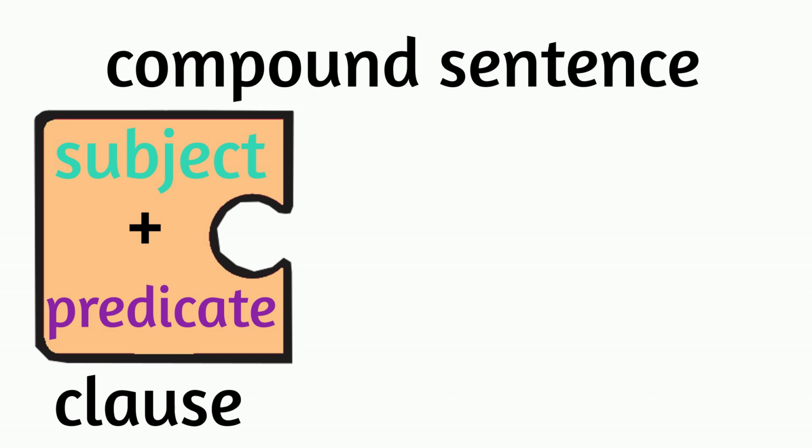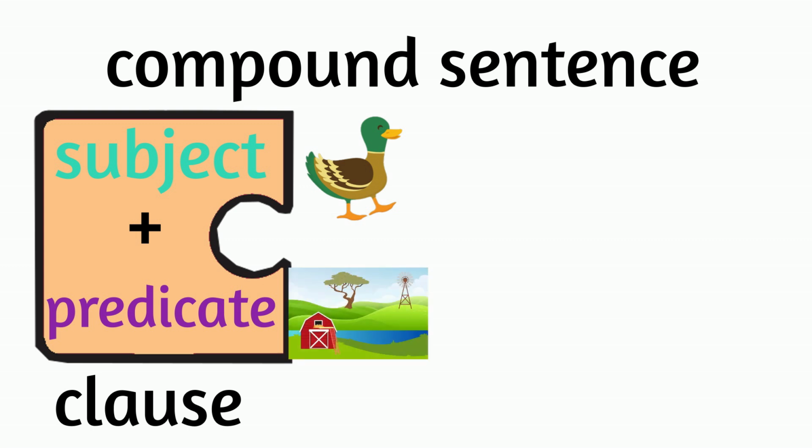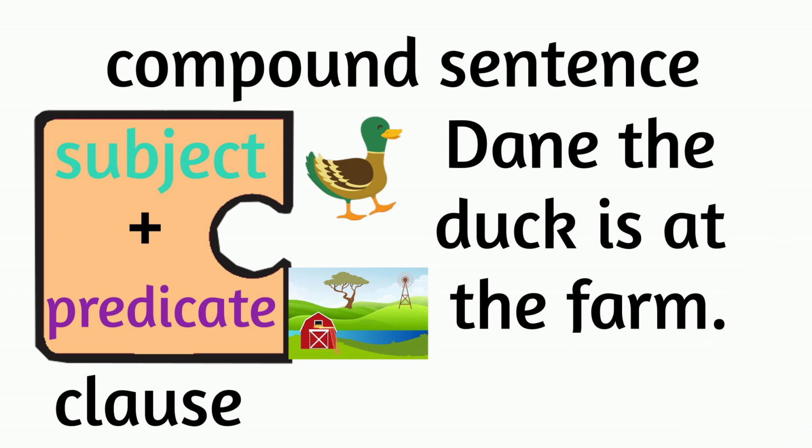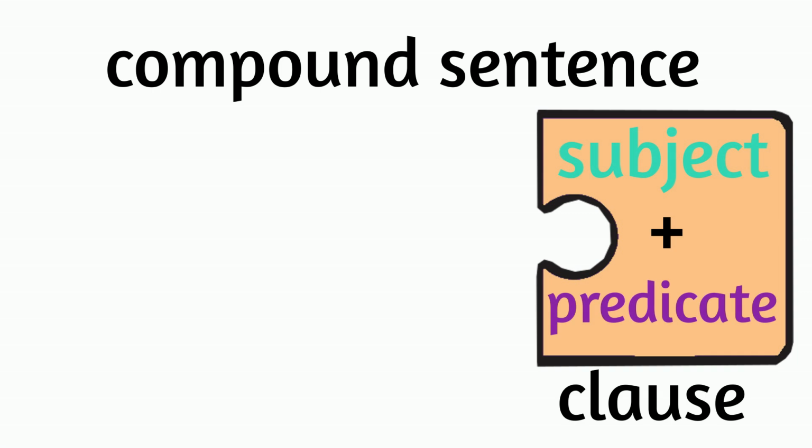Watch as I compose a compound sentence. Firstly, I need one clause. I need to choose a subject. I think I'll choose Dane the duck, and a predicate. I think it'll be that he's at the farm. Then I need to write a clause that is about my subject and predicate. I'll write, Dane the duck is at the farm. There we go, that's my first clause. That's one piece of the puzzle.